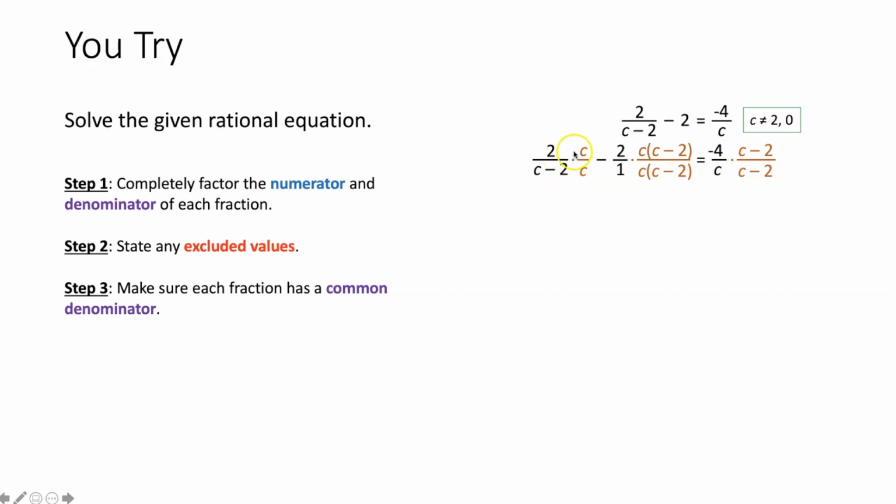Here, 2 times c is going to give us 2c. In my denominator, I just have c times the quantity c minus 2. Remember to leave that factored out. Then that's going to be minus, and up here, 2 times c times the quantity c minus 2 is just 2c times the quantity c minus 2. And in my denominator, just leave it factored out.